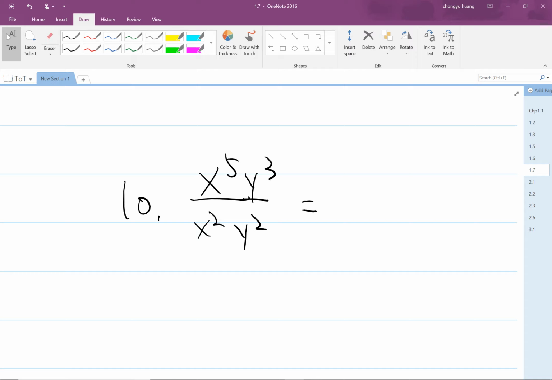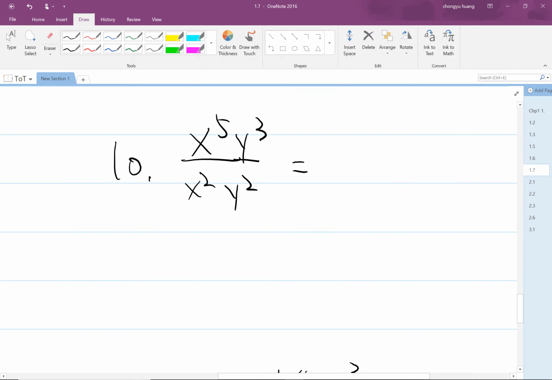And then what about question 10? You may feel like it's quite confusing, but it's actually not. Let me show you the easy way. You can see over here you have x to the power 5, and then you have x to the power 2.